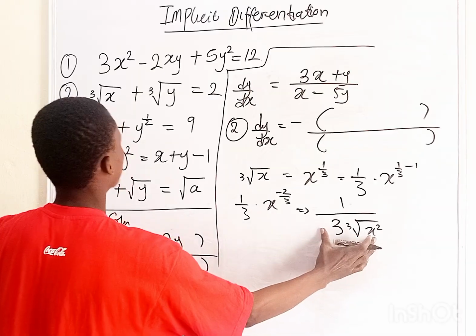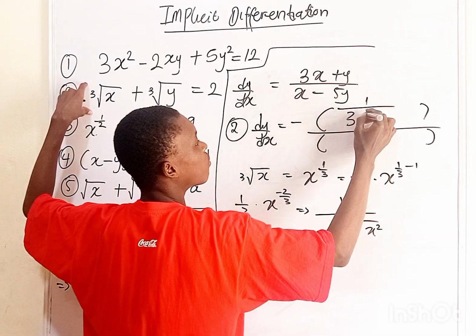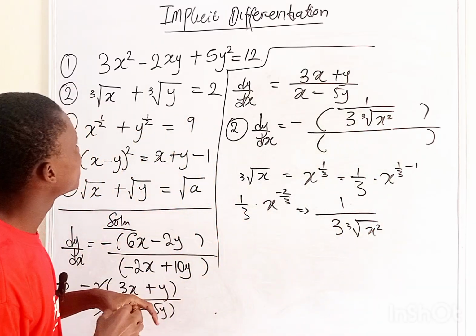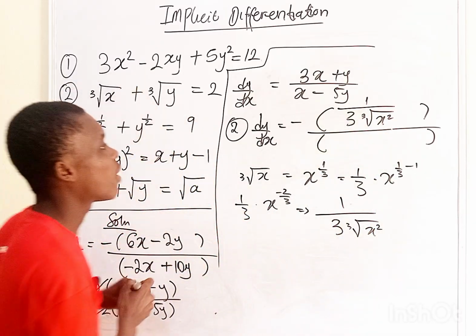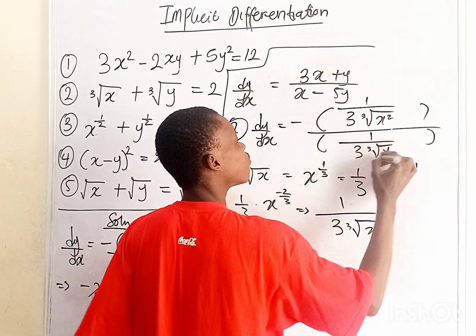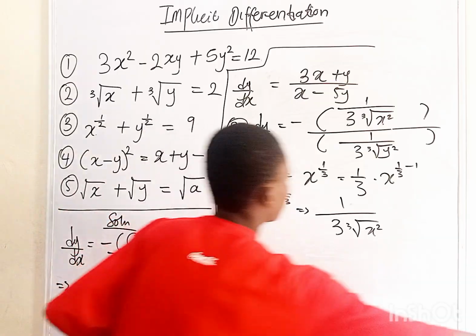So that means if we differentiate this, we have 1 over 3 multiplied by the cube root of x squared. The same thing also implies that if we differentiate the cube root of y, we'll have 1 over 3 multiplied by the cube root of y squared. All right, let's go.